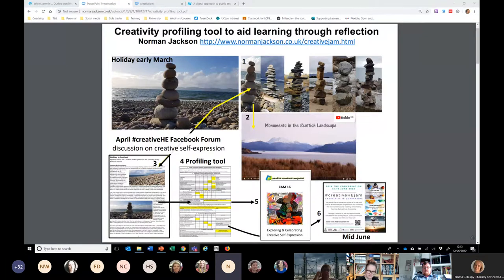And then shifting to the next context, which was the latest edition of Creative Academic Magazine that Emma mentioned. That magazine was all about creative self-expression. So I used this story and the tools there in the magazine. And now we come to this current context, which is this session. And I think what I'm trying to do here is almost reframe what I'm doing and suggest that this tool could be used as an aid to reflection.